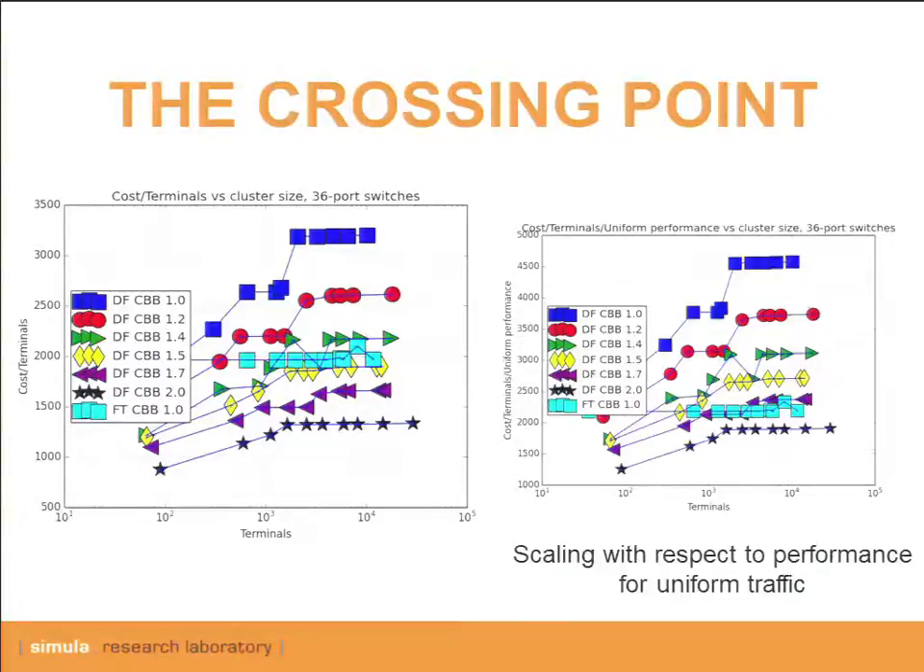And we can bring this to its full crazy conclusion. If we do the same scaling for all the different CBB ratios for the Dragonfly, we see that the traffic doesn't really have to be very bad before it is more cost efficient to use the fat tree for the amount of performance you get out of the topology. On the other hand, if you have uniform traffic, then there's no question, and I don't really have to say anything more.